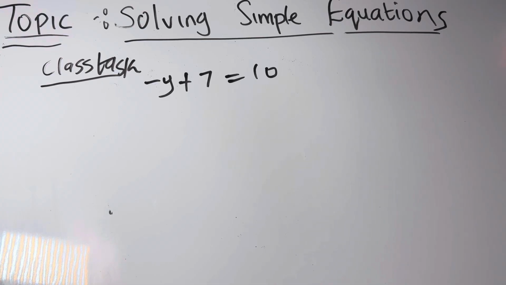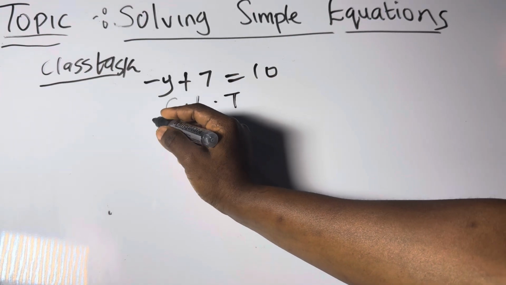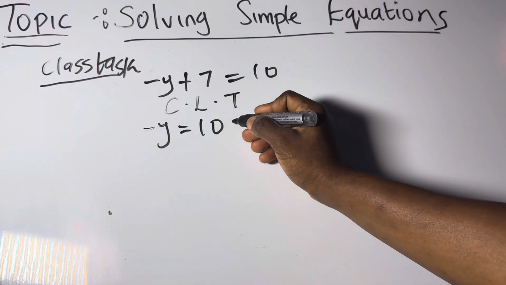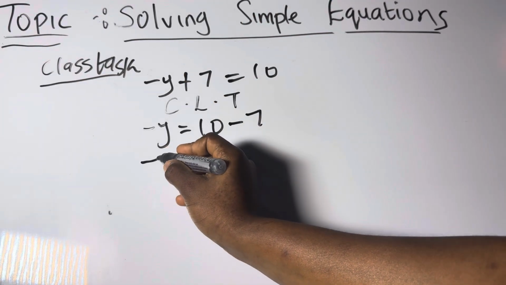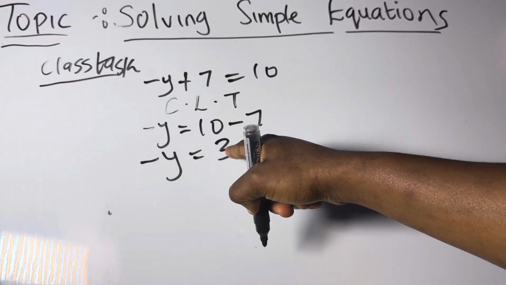1, 2, 3, 4, 5, 6, 7, 8, 9, 10. So now we'll collect like terms. Now we have minus y equals 10 minus 7, minus y equals 3. 10 take away 7 gives 3.